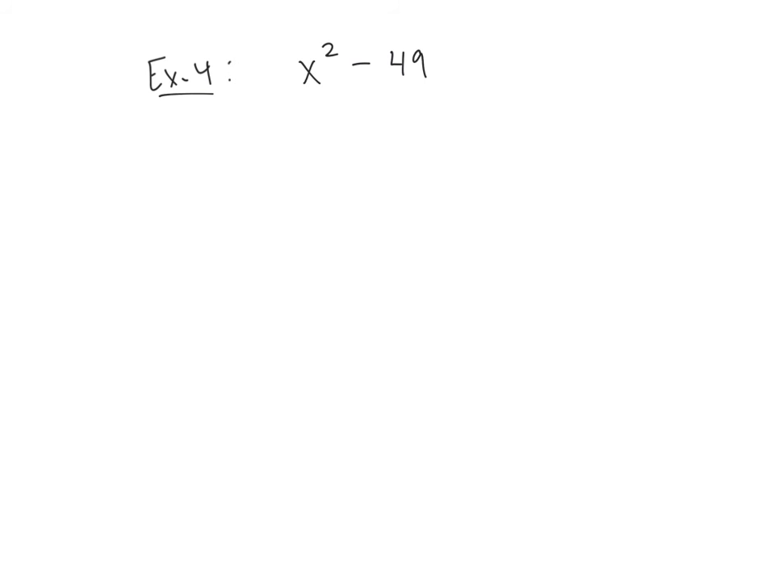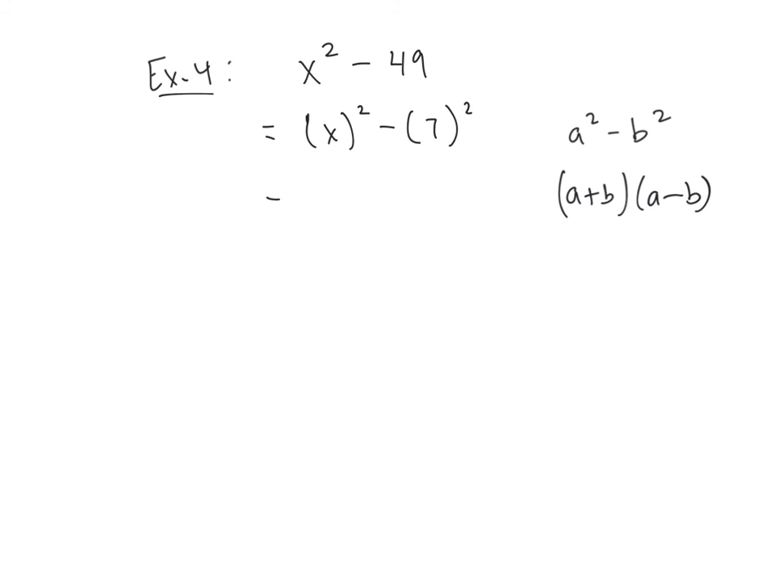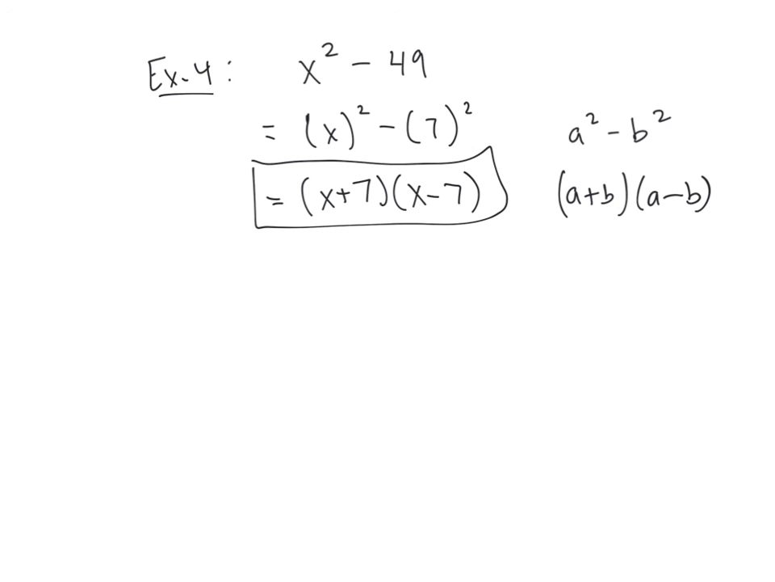All right, here's one for you to try. x squared minus 49. Go ahead and factor that using the difference of two squares and enter your answer when you're ready. All right, so we should have been able to write this as x squared minus 7 squared as an a squared minus b squared. And then when I go ahead and rewrite it as a plus b times a minus b, I'd have x plus 7 times x minus 7. So that would be our factored form after we factor using a difference of two squares.